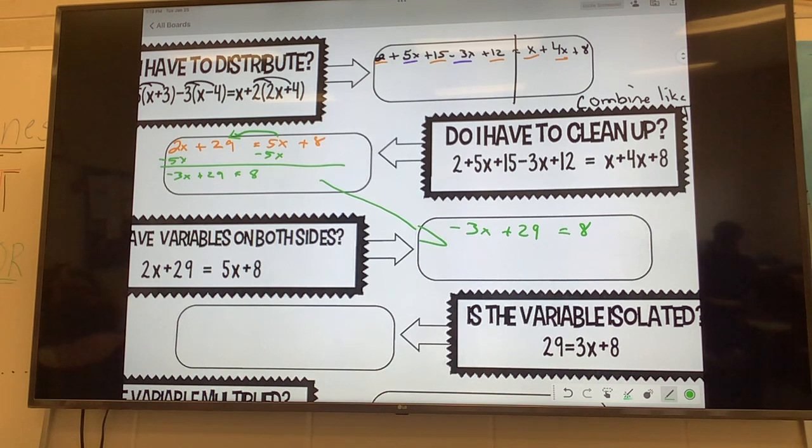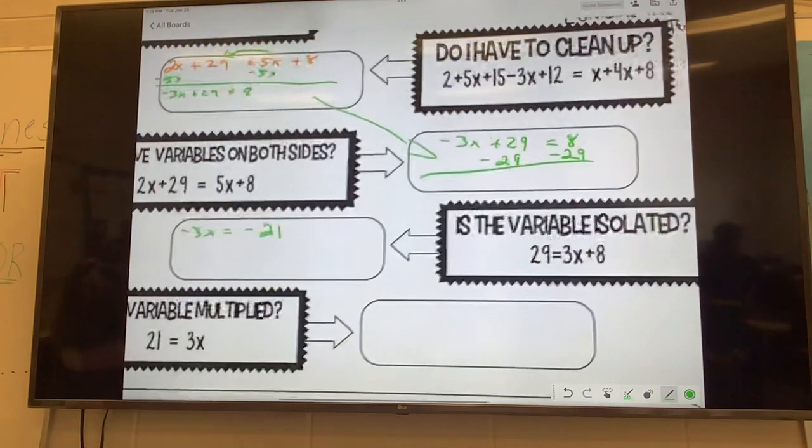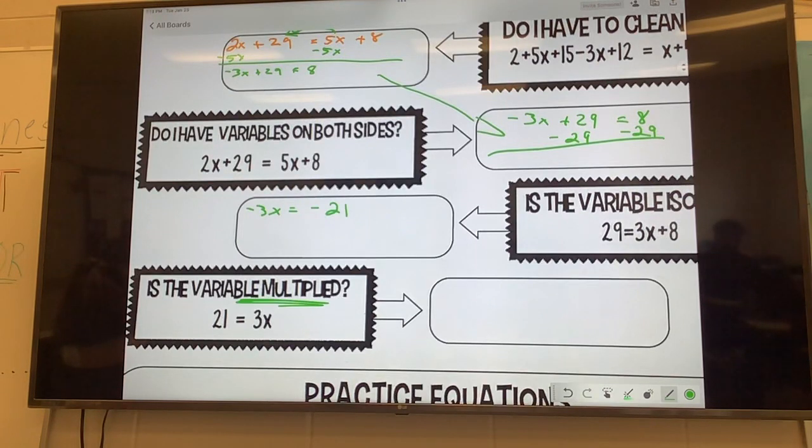My variable is not isolated, so I'm going to have to subtract 29 from both sides, giving me a negative 3x equals negative 21. And then it says, is the variable multiplied? It is. So I have to divide by negative 3. And I find that x equals 7. Notice I do one step at a time. I'm not doing 2 steps at one time. Your guys are not good enough to do that yet. So you cannot do 2 steps at one time.